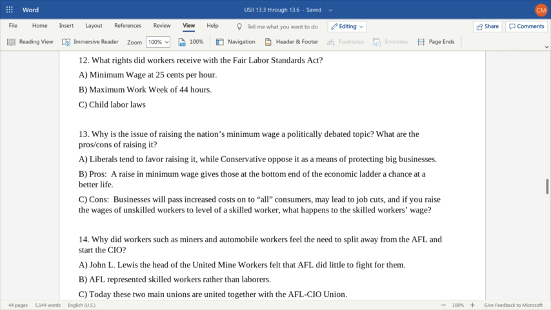A pro to raising a minimum wage, it gives those at the very bottom of the economic ladder a chance at a better life. In New Jersey, obviously, if you're making $10 an hour, it's $400 a week, $1,600 a month. You're making around $20,000 a year. You really can't afford much of anything in New Jersey on that particular price point. You couldn't afford rent or a mortgage. So that would make it cost prohibitive for a person to survive in New Jersey on minimum wage.